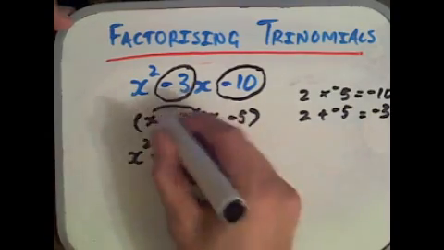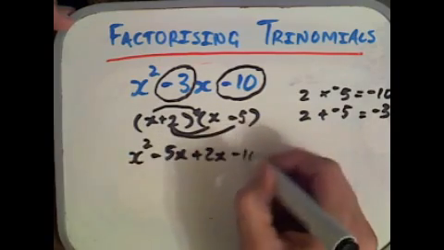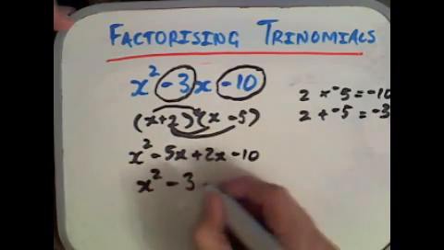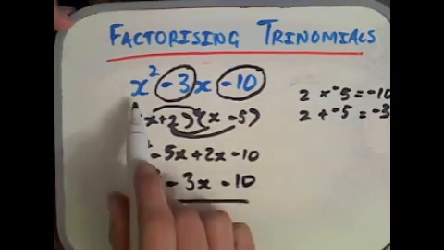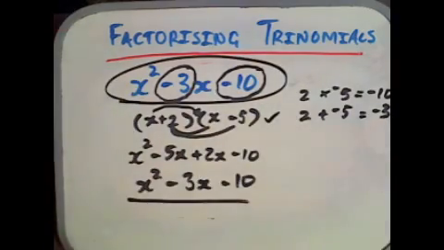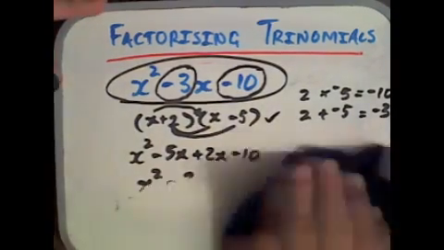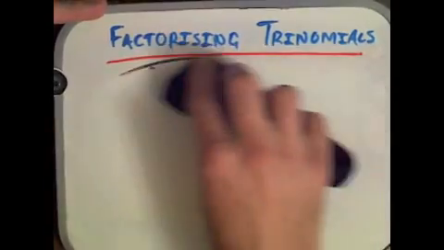So we've got x squared minus 5x plus 2x minus 10. And what do we get there? We get x squared minus 3x minus 10, which is what we started with. So therefore, we've factorised correctly. Alright, let's look at another example.